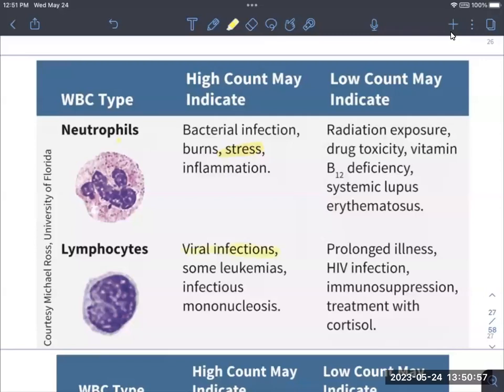Lymphocytes are high in viral infections. Even in some leukemias, our lymphocytes get really high. Mononucleosis, or mono as it's known, lymphocytes get high in that. A very prolonged illness, HIV infection, or taking some sort of immunosuppressant will cause low counts of lymphocytes. People who get organ transplants are usually taking some sort of immunosuppressant to try to prevent their immune system from attacking this organ that has just been put into their system.